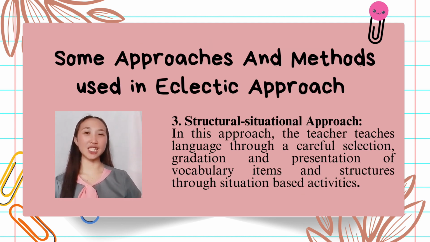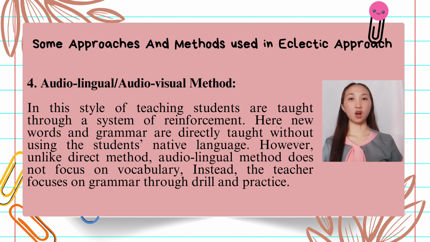So third is the structural situational approach. It teaches language structures step by step in graded order using real-life situations, like at the market or at school. Vocabulary and structures are introduced by situation. So when to use? Useful when you want to control progression and clear context. Fourth is the audiolingual or audiovisual method. It focuses on listening and speaking through repetition, drills, and reinforcement. The audiovisual part adds pictures, films, or recorded dialogues to support understanding. So when to use? When practicing pronunciation, patterns, and automatic responses, for example, asking and answering questions.